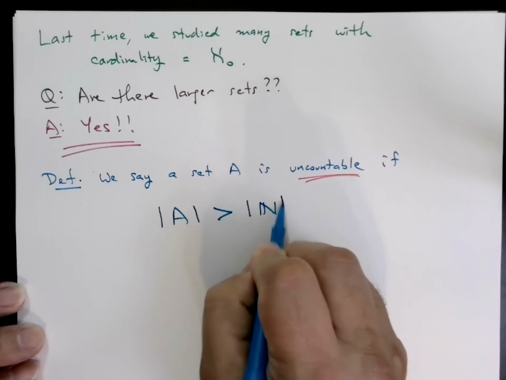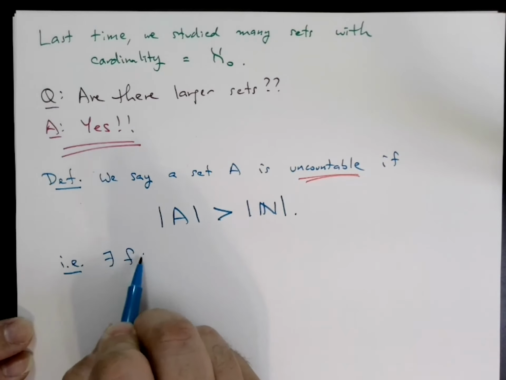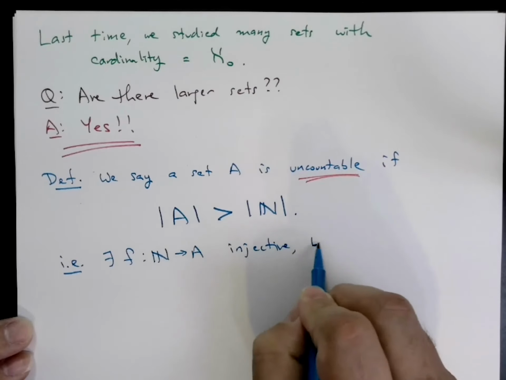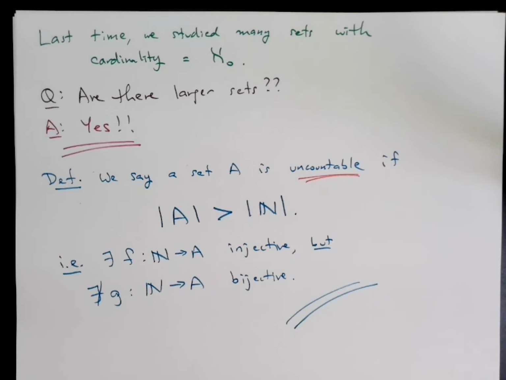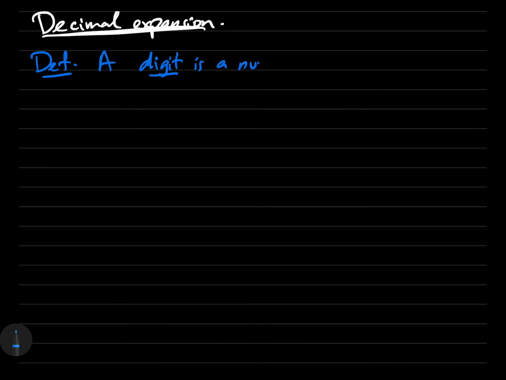In particular, what this means is that there's an injective map from the natural numbers into the set A, but there does not exist a bijection from the natural numbers to the set A. Okay, we're going to define what's called a decimal expansion. So here's some definitions. We say a digit is a number in the set 0, 1, 2, 3, 4, 5, 6, 7, 8, 9. What we think of as a digit.